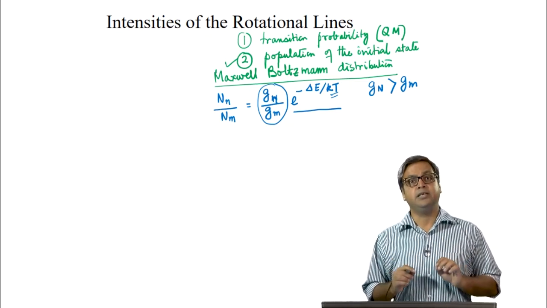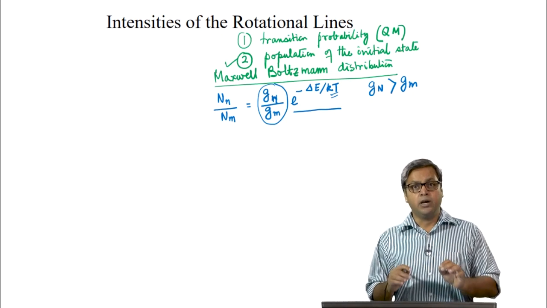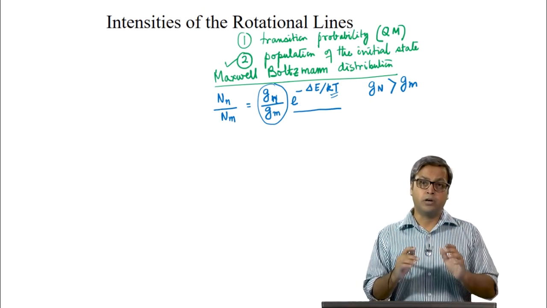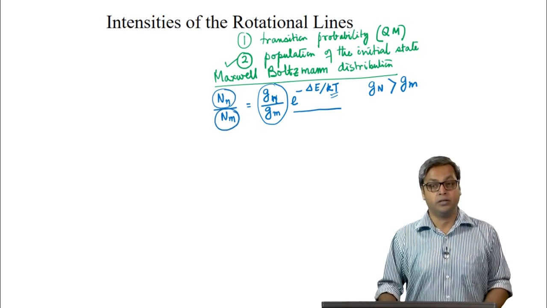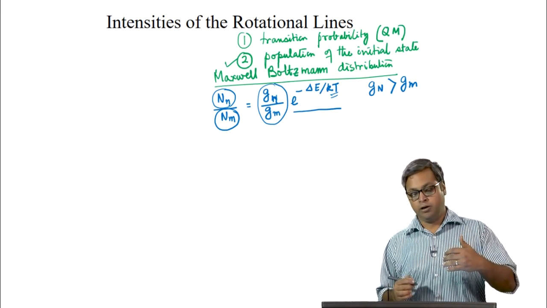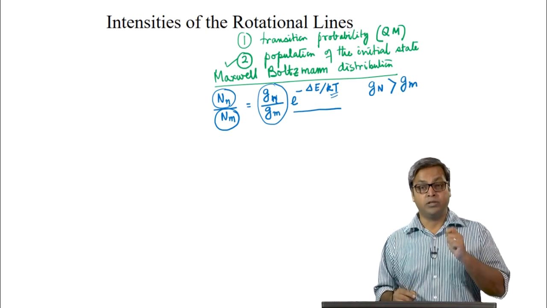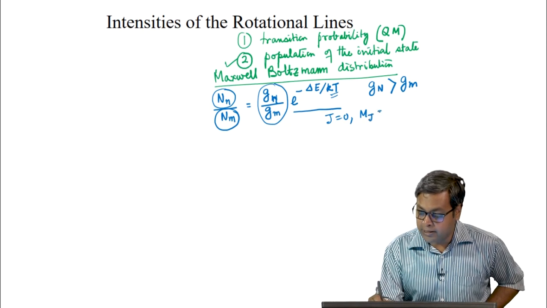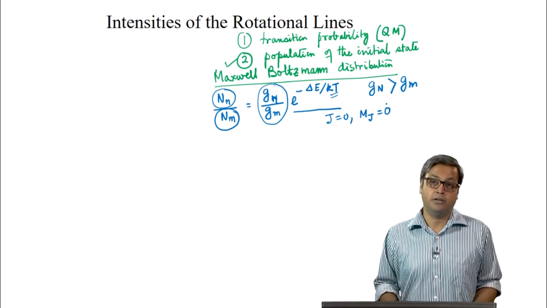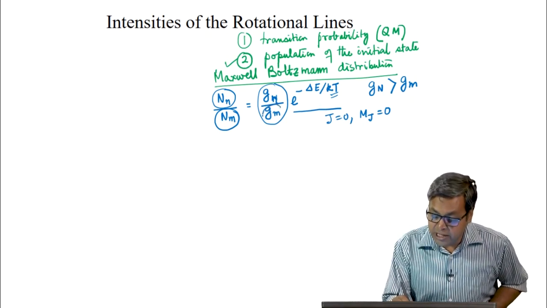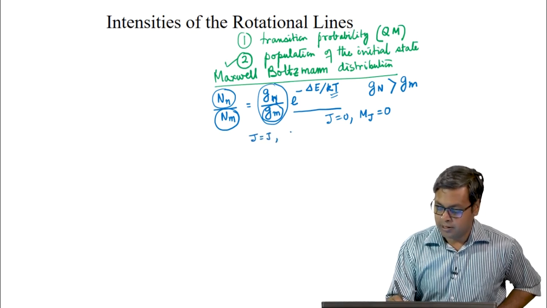So, let us see how degeneracy is going to affect the population of the distribution. It makes sense to reference the population of any state to the ground state. So, here instead of referencing the population of the nth state to the population of the mth state, we can think about referencing the population of the nth state to the population of the ground state, or J equals 0. This is because at J equals 0, M_J can only take the value of 0. That means J equals 0 is not degenerate. So, as J equals 0 is not degenerate, the degeneracy of the denominator, that is g_m, disappears. So, let us consider two states. One state is J equals J and the other is J equals 0.